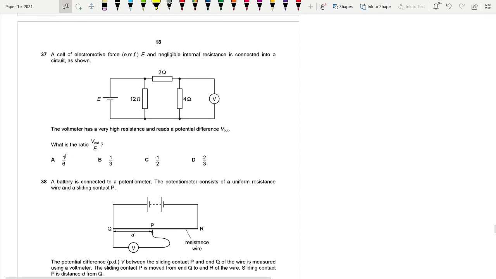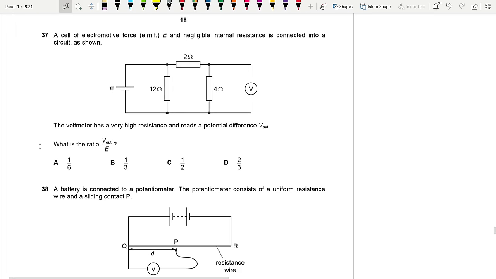37. A cell of electromotive force, E, and negligible internal resistance is connected into a circuit as shown. The voltmeter has a very high resistance and reads a potential difference, V out. Okay, so let's try to figure this out.